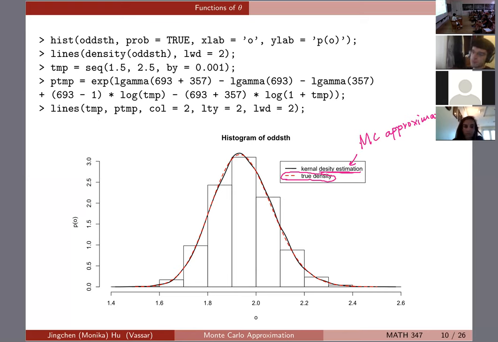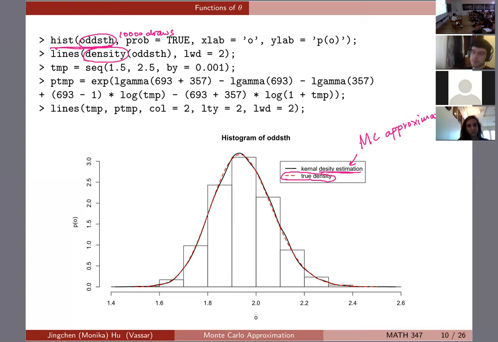If you notice the odds theta over here, it's 1,000 different draws, right? If you do a histogram, it gives you the bins, but you can also use the density function over here to give you a rough shape, a density approximation to the histogram. So on the same plot, I actually plot all three together.